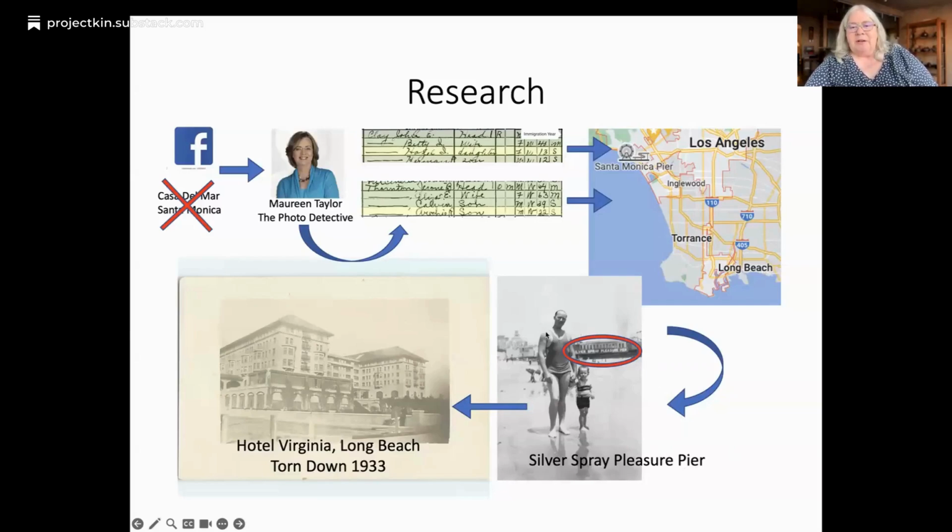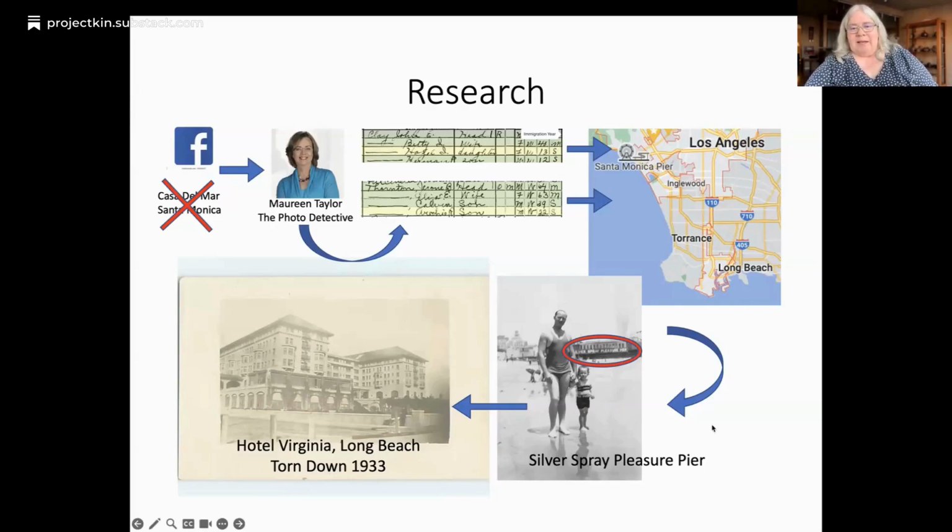But in this picture of my grandpa and my aunt on the beach, I noticed that there was a building in the back with words on it. And so I zoomed in, and the words say Silver Spray Pleasure Pier. So I Googled Silver Spray Pleasure Pier, and guess what? Guess where that is? It's in Long Beach. And so it was kind of the family place to go. But still, that's after they got married. Who knows before they got married?